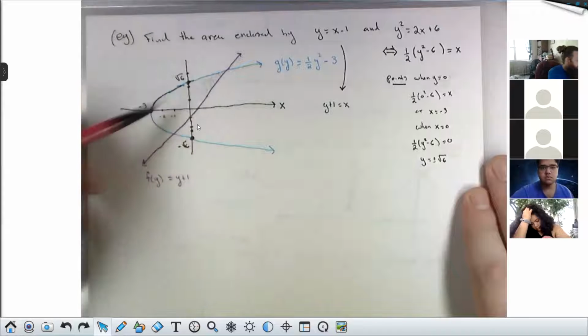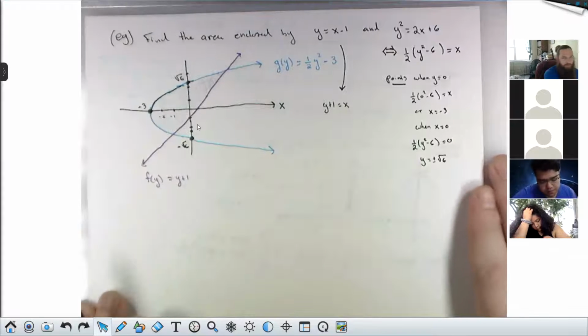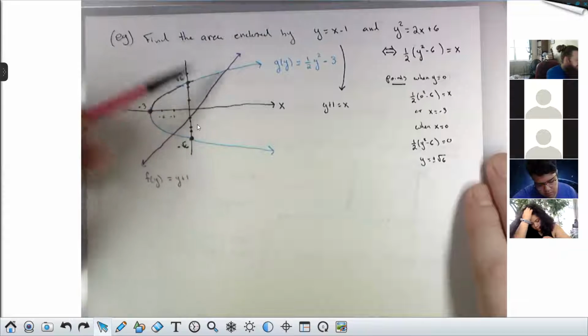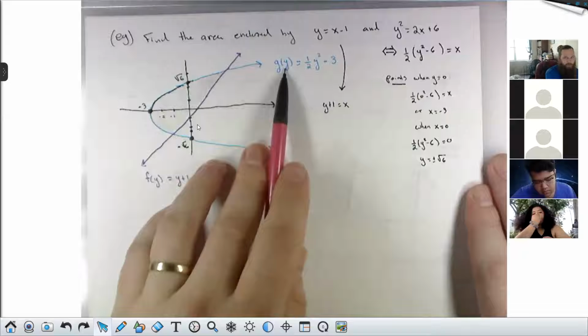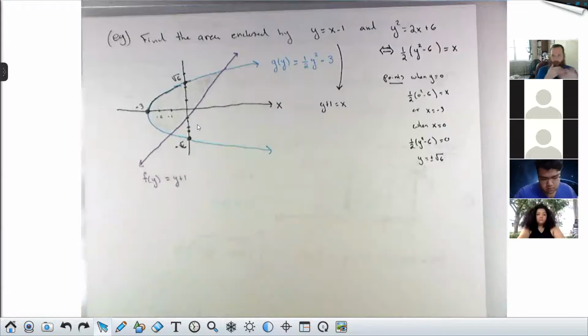Got to draw your picture first. And now I see, okay, this is the area I'm going after. I'm looking for this stuff. I know what my right function is. That's f of y equals y plus 1. I know what my left function is. That's g of y equals 1/2 y squared minus 3. And I know I could subtract those and integrate. That's not hard. Those are power rule integrals, easy peasy, lemon squeezy.